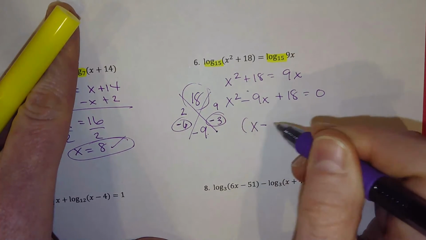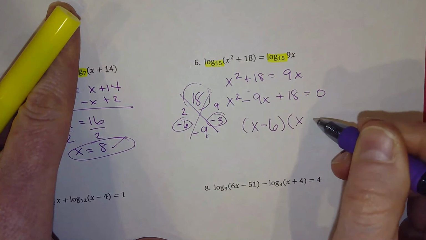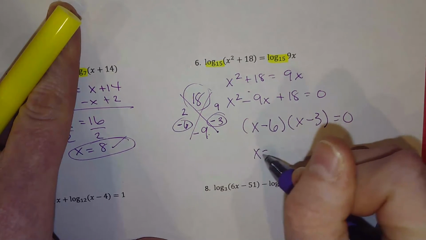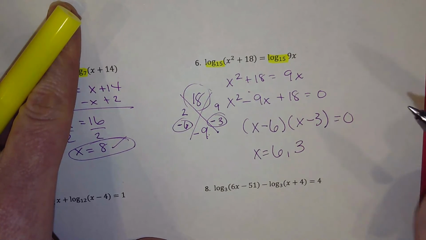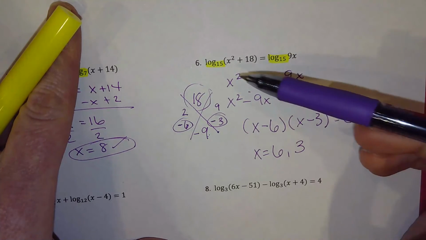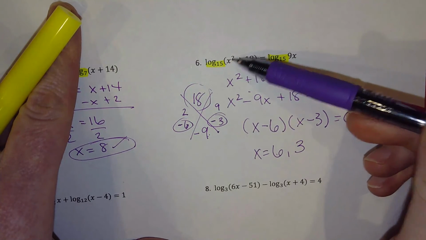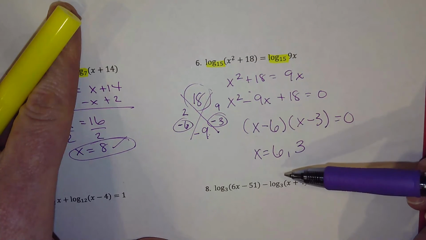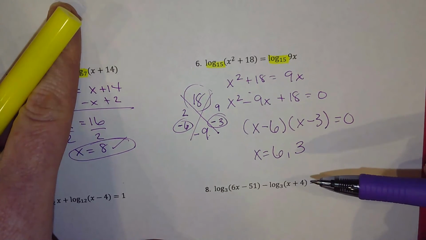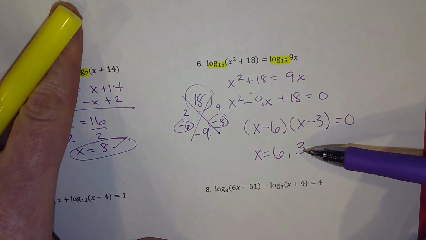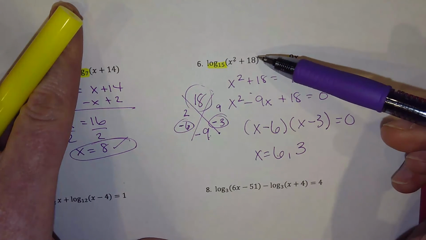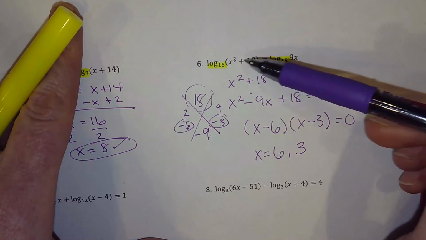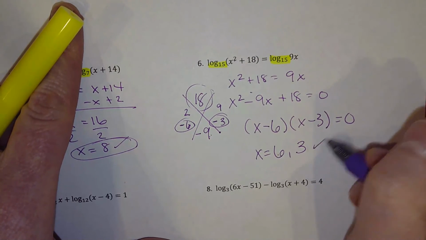So what I'm going to do is put them into my wonderful factored form, and I'm going to set them equal to 0. And I'm going to see that I get x equals 6 and 3. Plug it back in, double check. 6 squared is positive 36, plus 18 equals 54. 9 times 6, 54. Plug 3 in because 1, 2, or none could work. Plug 3 back in. 3 squared, 9 plus 18 is 27. 9 times 3, 27. Both parentheses were positive and equal to the same thing, which means both of these are solutions.